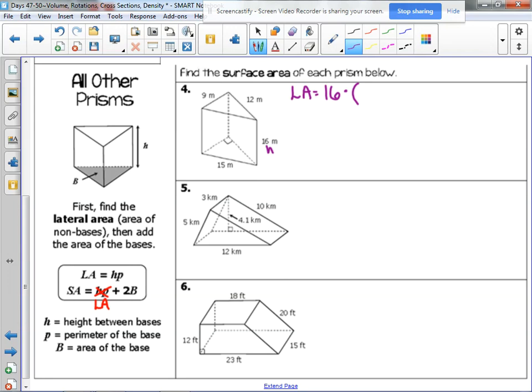The base is the triangle. The triangle is the base. Remember, the base of a prism is whatever has a parallel and congruent shape. So we've got a triangle here at the bottom and at the top. So we're going to find the perimeter of that triangle. One side is 9, one side is 12, the third side is 15. It's not labeled in the same place, but it is the third side of our triangle there.